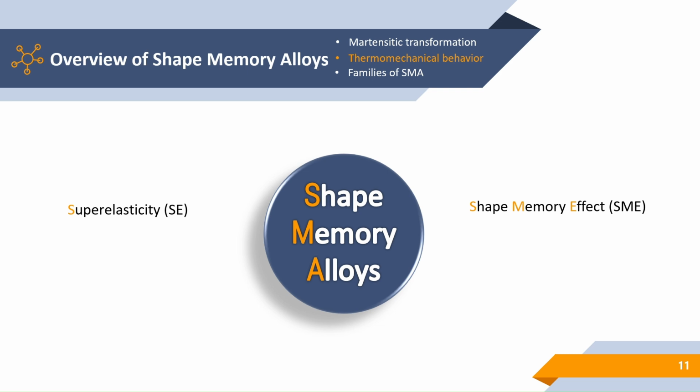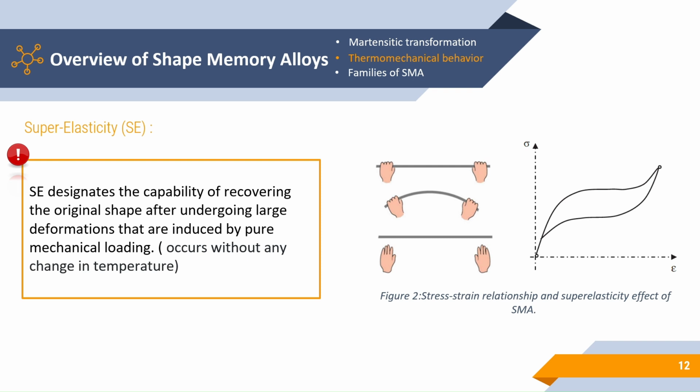Superelasticity, also known as pseudoelasticity or pseudoplasticity, designates the capability of recovering the original shape after undergoing large deformations that are induced by pure mechanical loading, and it occurs without any change in temperature. Let's explain this.